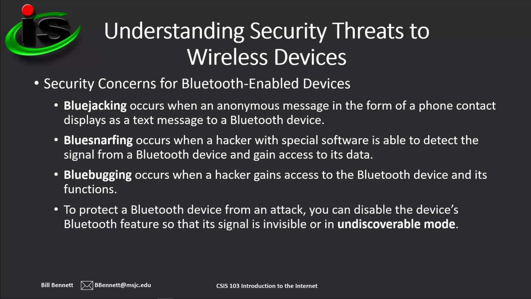The two most serious Bluetooth attacks, blue snarfing and blue bugging, can only occur within the range of the Bluetooth-enabled device and on older devices that do not have the necessary software updates installed to protect them. To keep a Bluetooth-enabled device safe from blue jacking, blue snarfing, or blue bugging, you can disable the device's Bluetooth feature. This makes its signal invisible to other users, also called undiscoverable mode. Disabling the device's Bluetooth feature prevents others from being able to detect the device, eliminating many types of security issues.